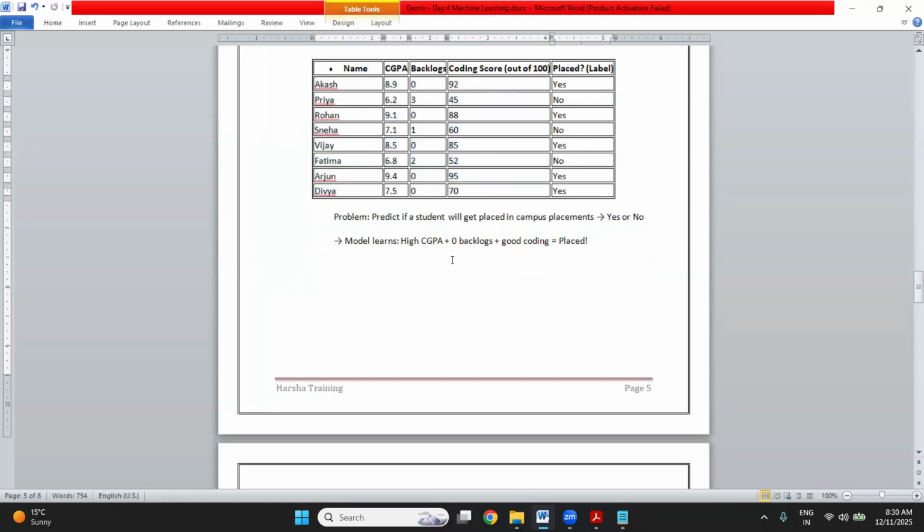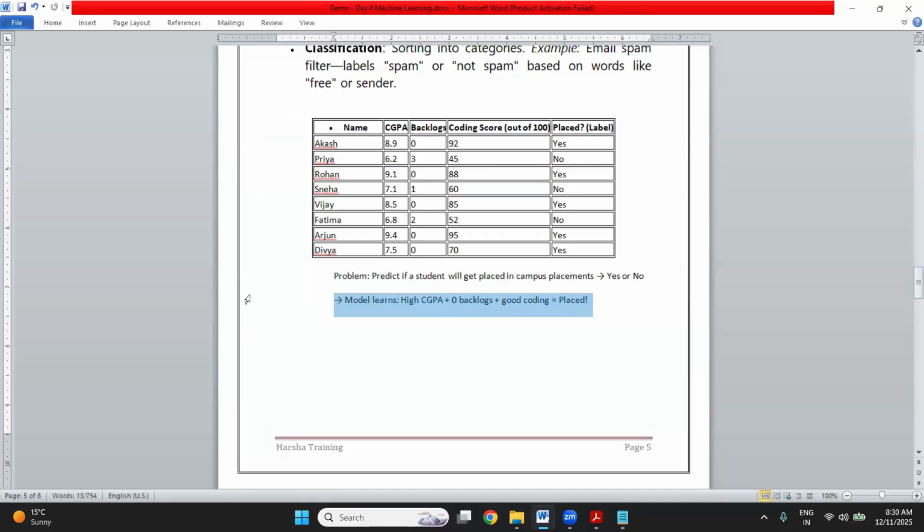So what is the condition here? The model learns this way: if it is a high score with zero backlogs and good coding knowledge, he will be placed. This is the logic internally. The algorithms will process and check these conditions internally. We are not giving any if-else conditions to the algorithms. Algorithms are intelligent enough, they will execute by themselves.